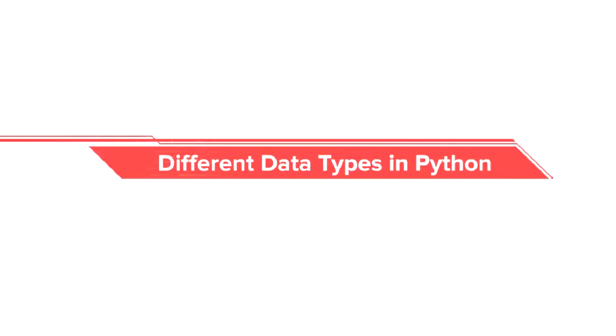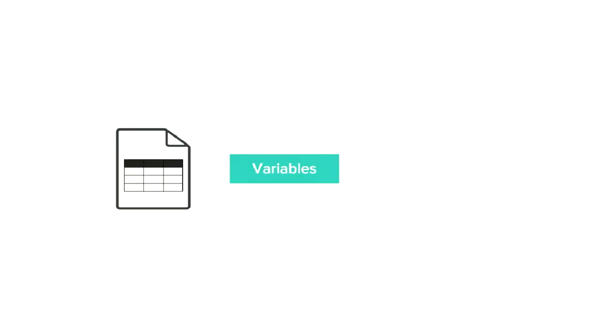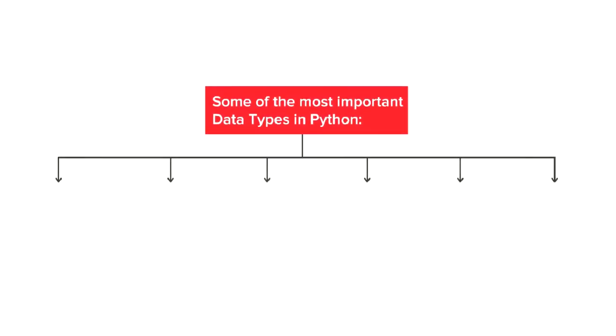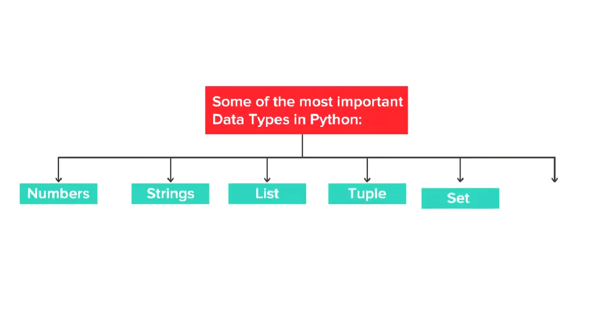Now, let us talk about the different data types in Python. Every data set will contain variables and each variable will have a data type. Some of the most important data types in Python are numbers, strings, list, tuple, set, and dictionary. Now let's discuss them one by one.